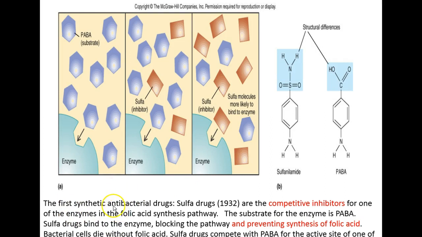Sulfa drugs are the first synthetic antibacterial drugs that were developed. Sulfa drugs were developed around 1932, a good 20 to 30 years before penicillin was available. Sulfa drugs are competitive inhibitors for the enzymes in the folic acid synthesis pathways. Sulfa drugs prevent folic acid synthesis, and bacterial cells die without folic acid.